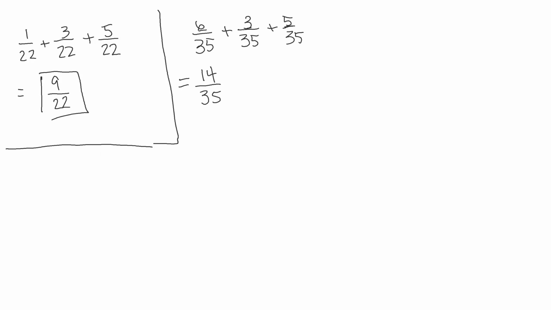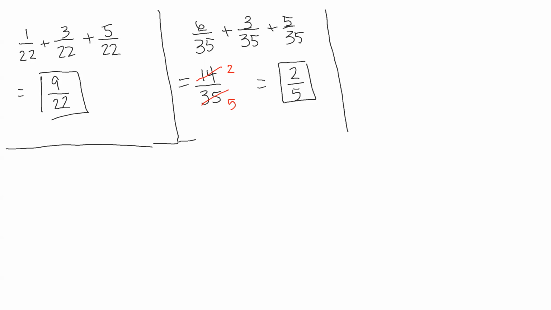I now need to reduce. So I noticed pretty quickly that 14 and 35 both are divisible by 7. So I want to divide both of these by 7. 14 divided by 7 is 2. 35 divided by 7 is 5. So my final answer here, 2/5.